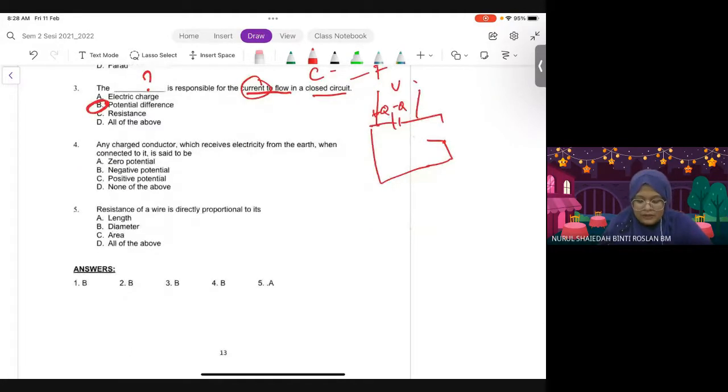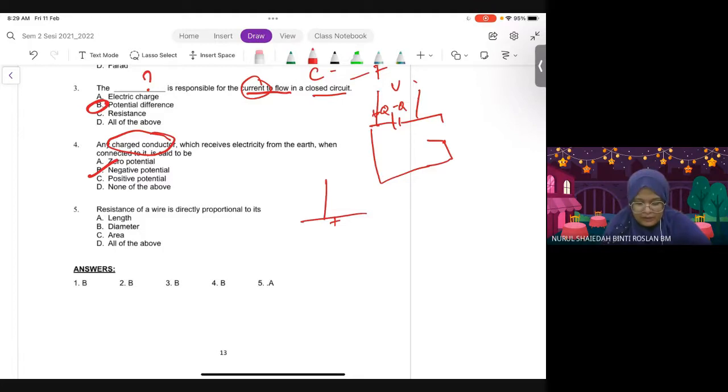Any charged conductor which receive electricity from earth when connected to it is said to be any charge conductor. So kita ada conductor receive electricity from earth when is connected to it is negative lah. Sebab kat bumi earth is positive. So kalau dia receive, so dia adalah negative potential.